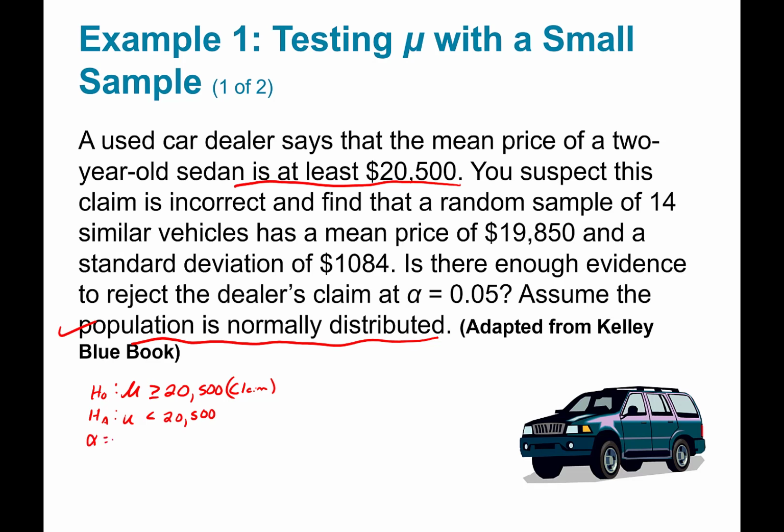And we know alpha is 0.05. So figure out the type of test. Are we doing left-tailed, right-tailed, or two-tailed? In this case, since our alternative hypothesis points to the left, we're doing a left-tailed test.